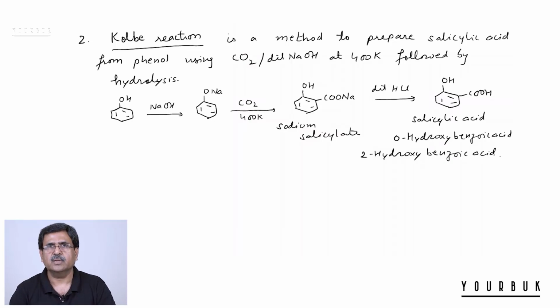Now, again if you look at the reaction, in this reaction the benzene H has been replaced by a carboxylic acid group. So, this reaction is also an example of electrophilic substitution reaction, and in this case the carbon of carbon dioxide, carrying a partial positive charge, is an electrophilic center.